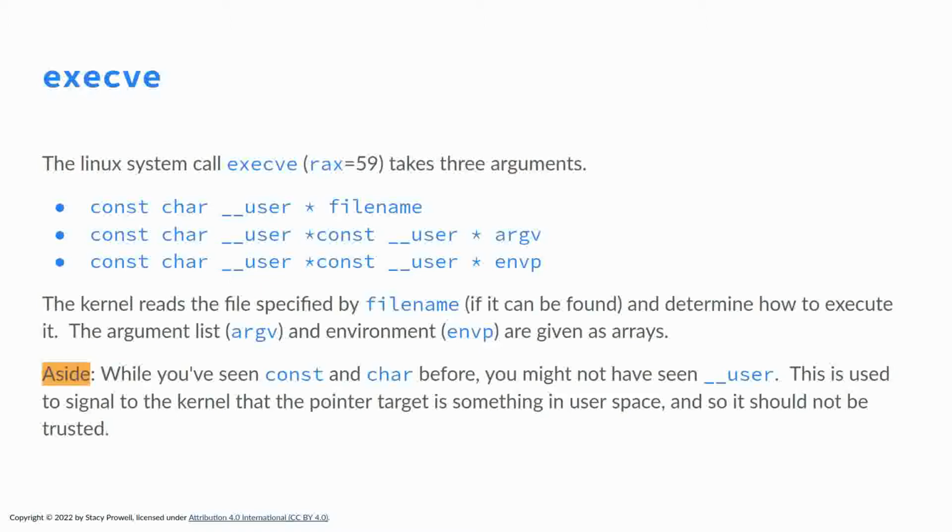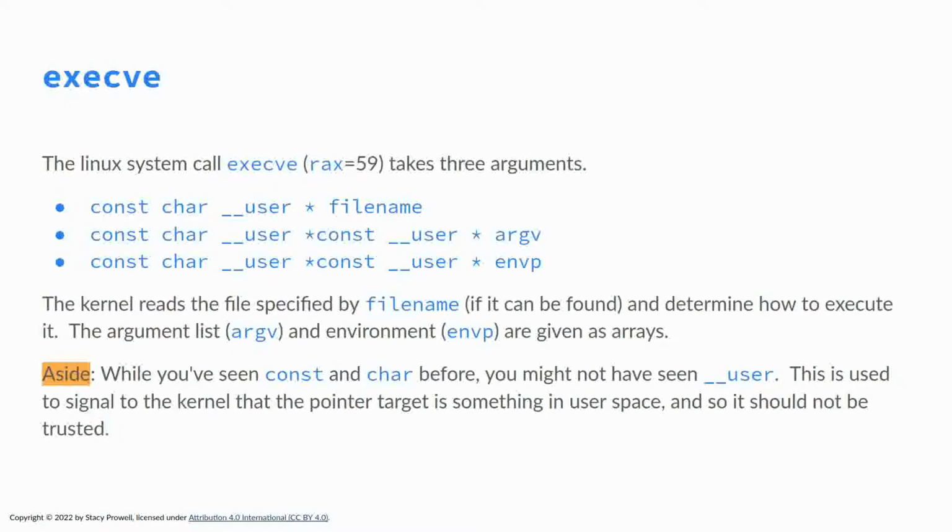Then you can call execve. After you fork, you get a process space that's a copy of your parent's, but you don't want to be like your dad. You want to go out on your own. So what you immediately do is call execve, which is number 59. It takes 3 arguments: a file name, a char star star, which is argv, and another char star star, which is your environment.